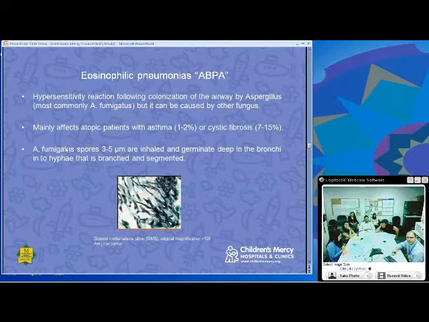Once the spores are inside the lung, it's nice, moist, and warm, so they germinate and go inside the tissue of the cells, and that's when you become more sensitized.